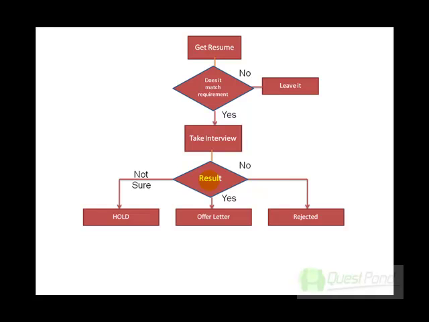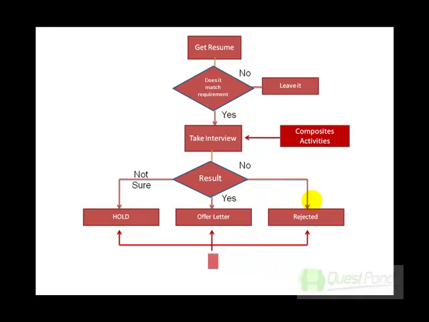Now this is a typical example of a workflow, and it has a series of smaller activities embedded inside it. The take interview activity has a lot of other sub activities involved inside it. So you can say that take interview has many sub activities contained within it. If an activity has more sub activities inside it, then it is called a composite activity. For example, take interview and the result are composite activities because they have more activities inside them.